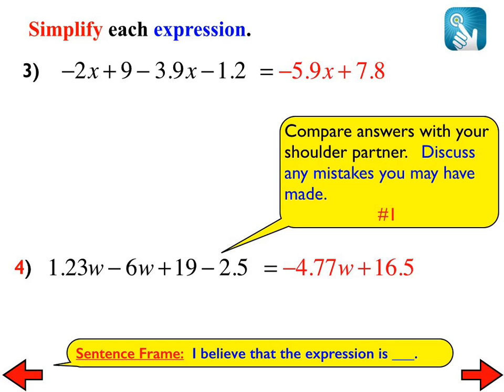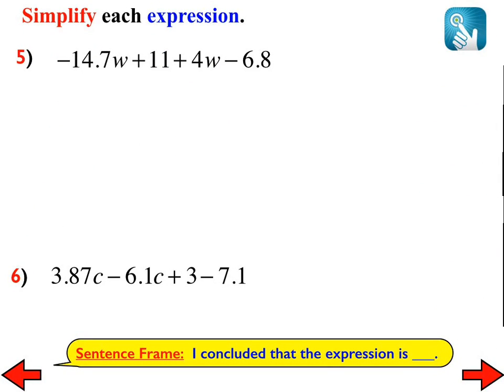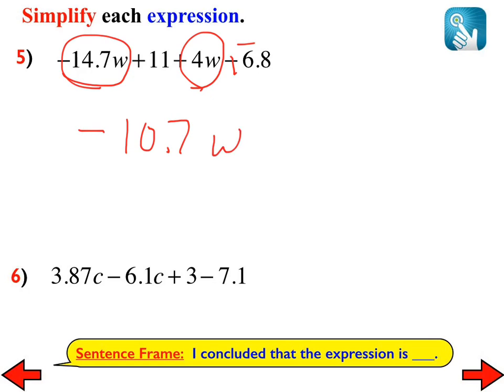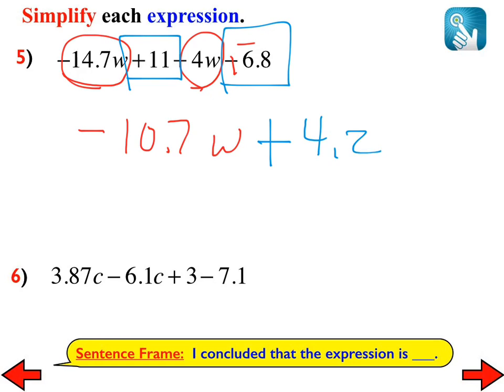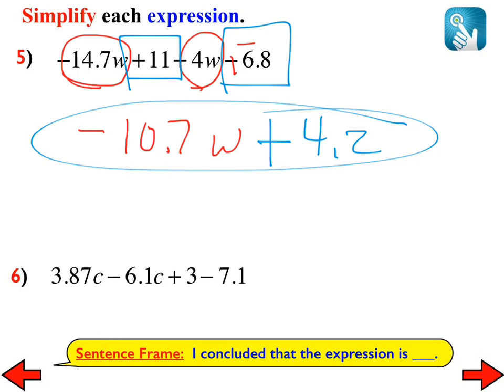Let's go to number 5 and number 6. Do both of those, please. So number 5, when we combine our like terms, I guess I should add the opposite right there. We have a negative 14.7w and a positive 4w. We have more negative w's than positive w's. In fact, we have 10.7 more negative w's. Now we take a look at the constants. We have a positive 11 and a negative 6.8. We have more positives than we do negatives. In fact, we have 4.2 more. So I concluded that the expression is negative 10.7w plus 4.2.